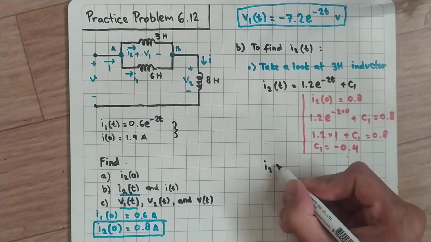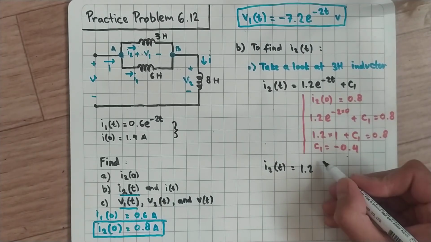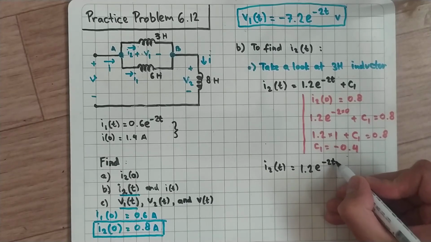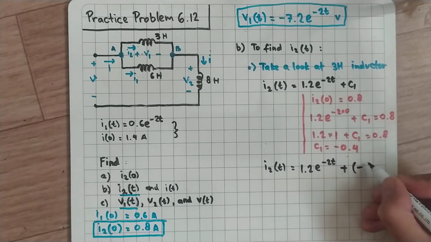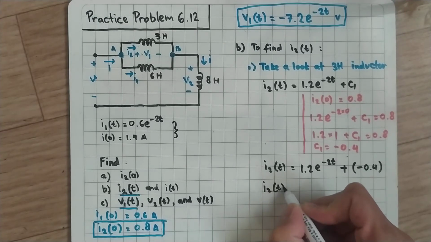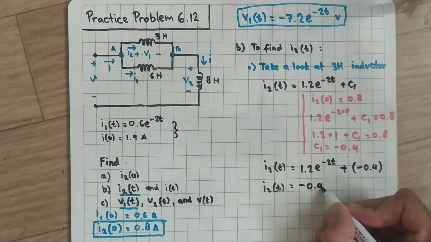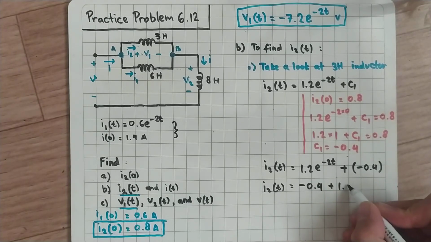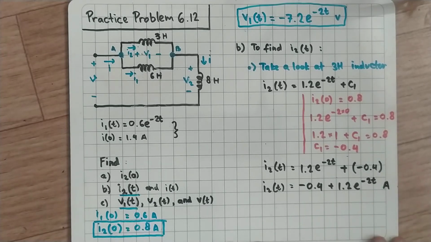Our function becomes i2t is equal to 1.2 e to the minus 2t plus this one, minus, this is C1, so I will have minus 0.4. Or we can just rewrite it nicely. I will move this constant to the front, so we don't need to write the parentheses. Minus 0.4 plus 1.2 e to the minus 2t, and the unit is ampere. So we have found this i2t.